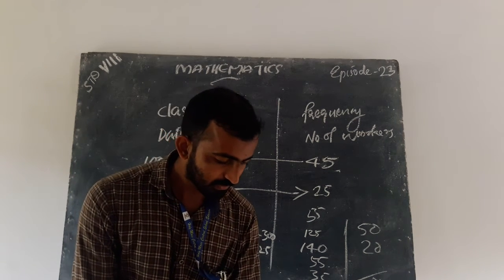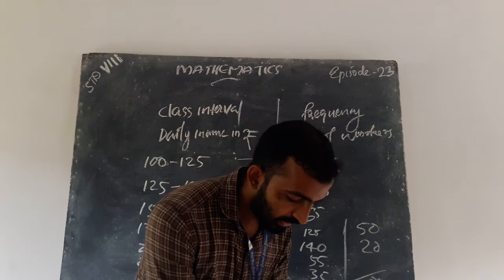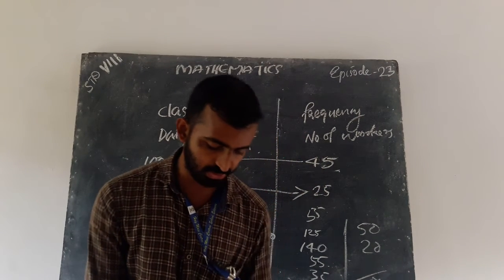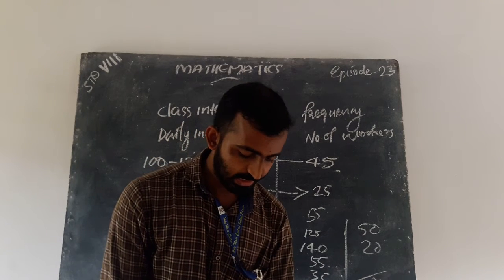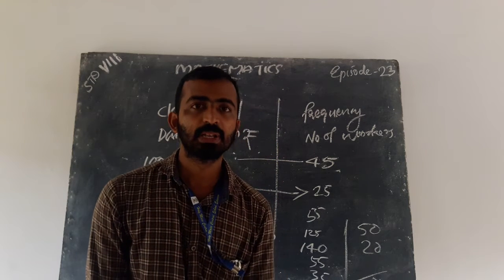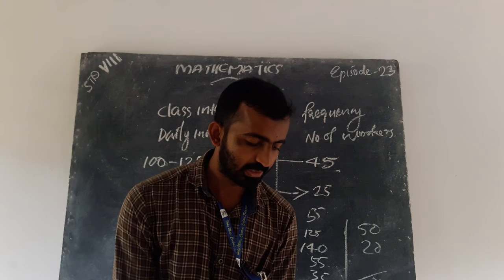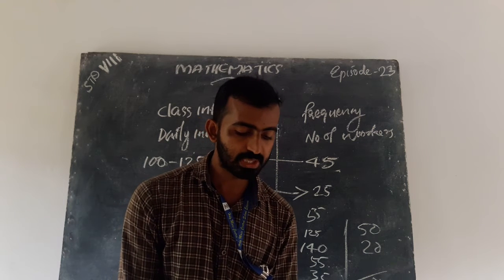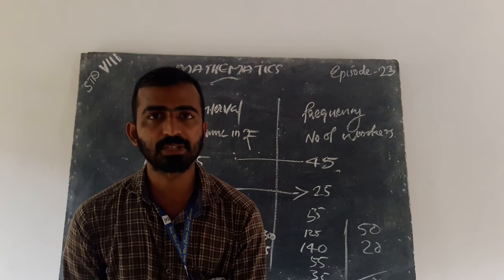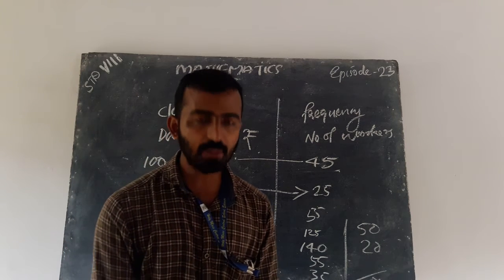Next question is for your exercise, page number 74. Try the second question. And next we are going to discuss our histogram. Just read your textbook, page number 69 to 75.